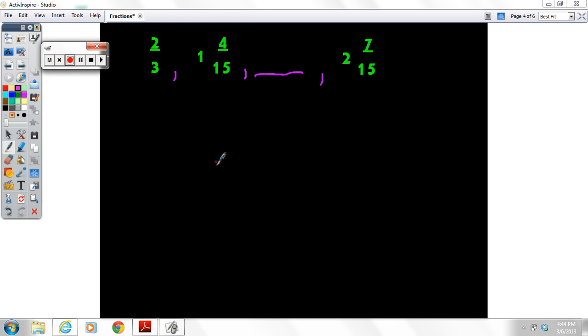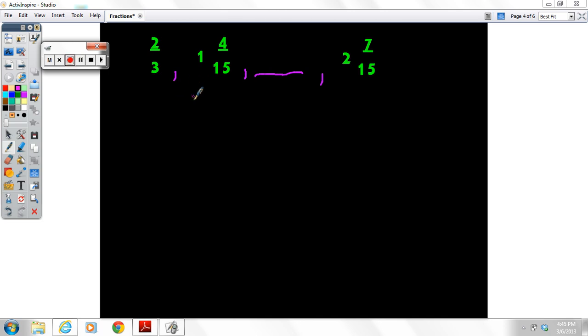Welcome everybody. What I'm going to show you here is how to figure out what fraction would come next in this sequence, in this term. The first thing we need to do is figure out if the sequence is increasing or decreasing. If we look here, we notice 2/3 is a fraction, then goes to 1 4/15. From there, we go to 2 7/15. We can tell by this sequence that it's increasing.